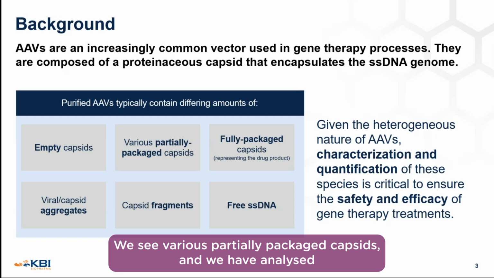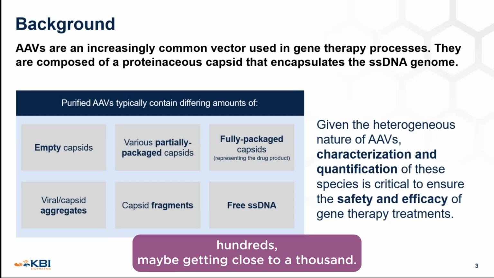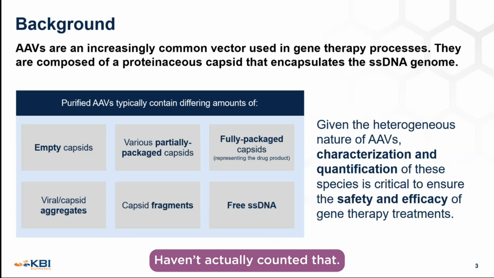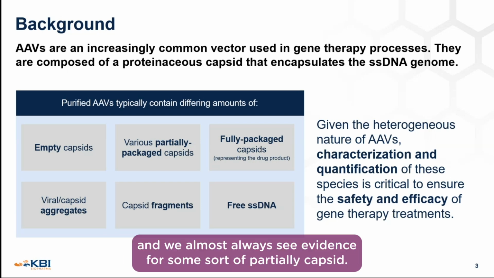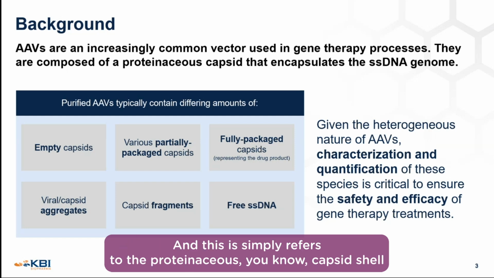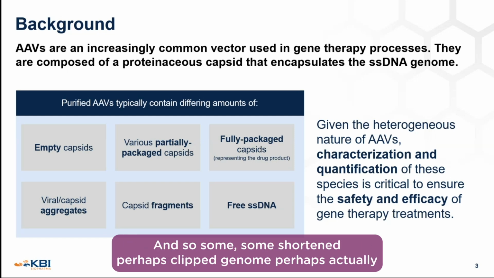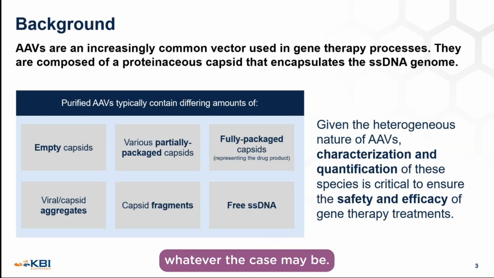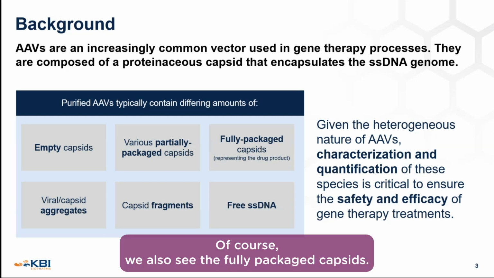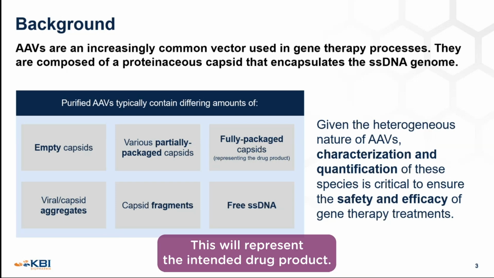We see various partially packaged capsids, and we've analyzed hundreds, maybe getting close to 1,000. I haven't actually counted that. We've analyzed a lot of these species, and we almost always see evidence for some sort of partially packaged capsid. This simply refers to a proteinaceous capsid shell that does not have the full complement of the single-strand DNA genome packaged within it. So some shortened, perhaps clipped genome, perhaps actually non-specific DNA, whatever the case may be. Of course, we also see the fully packaged capsids. This will represent the intended drug product.